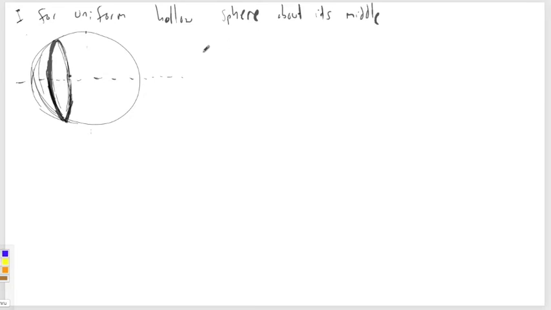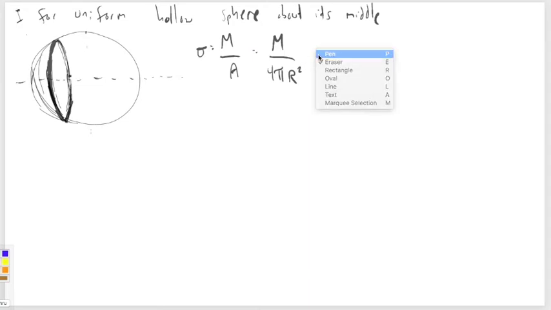It's a uniform hollow sphere, it's a shell, so all it has is surface area. So I'm going to use sigma, which is the ratio of mass to area. And of course, the surface area of a sphere is 4 pi r squared. And that ratio will be the same for my little mass. So what is the area of my little mass piece right now?